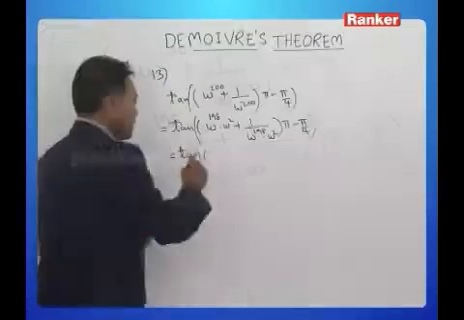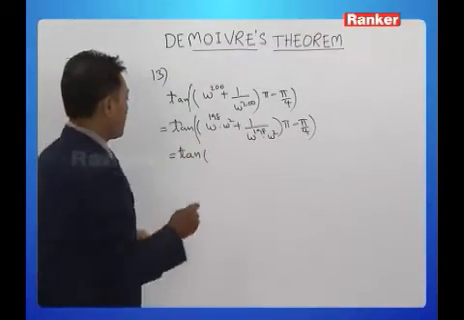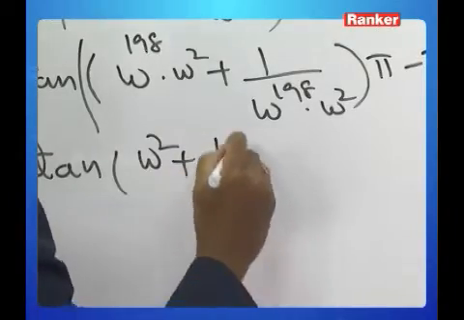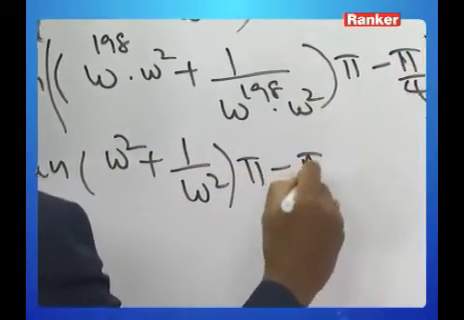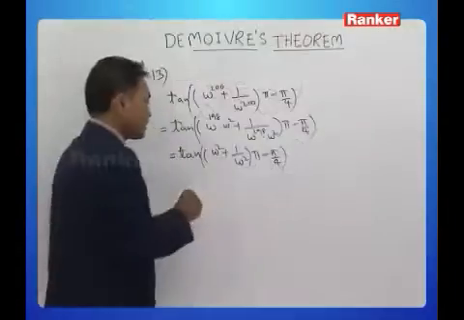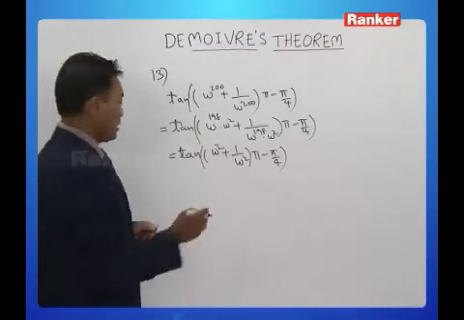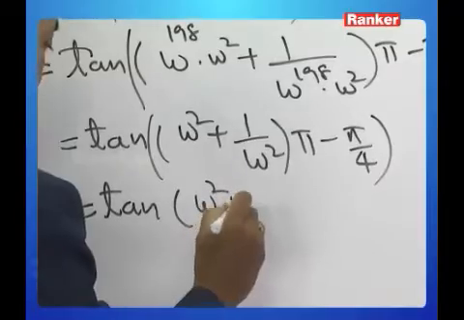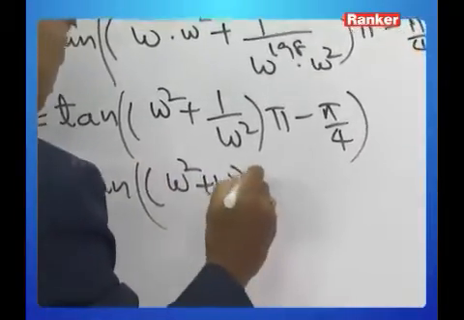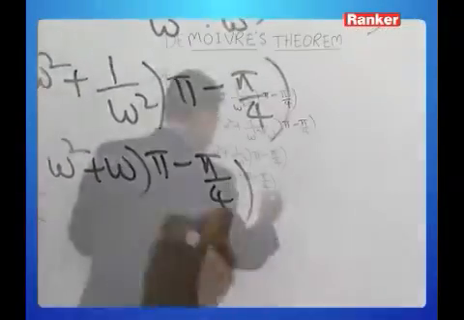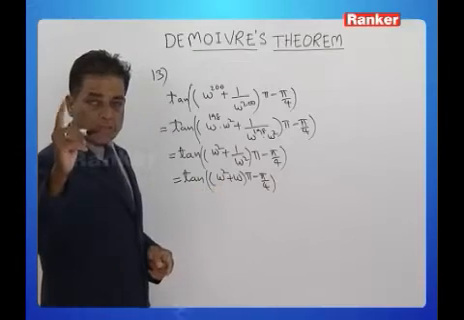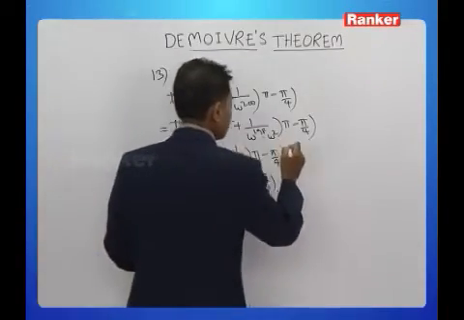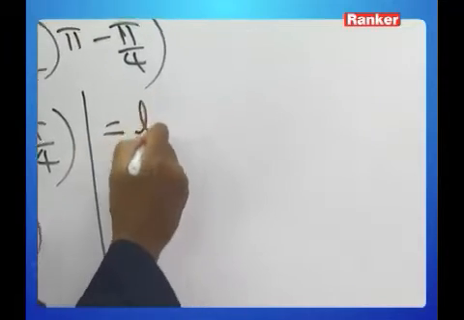Now, again this is 1 into omega square and 1 by omega square. Same method, 1 by omega square is omega. So, you get omega square plus omega. Yes, omega square plus omega is minus 1. Why? Because 1 plus omega square plus omega is 0. So, I write minus 1 here.